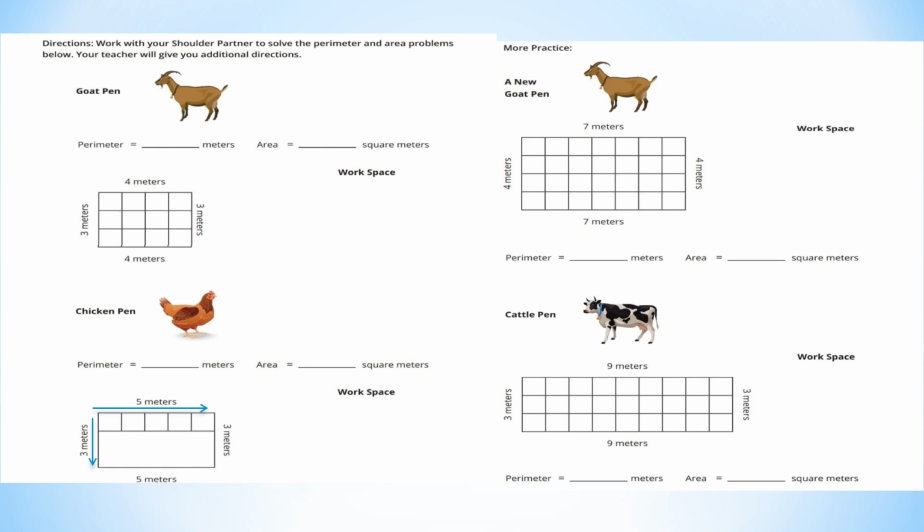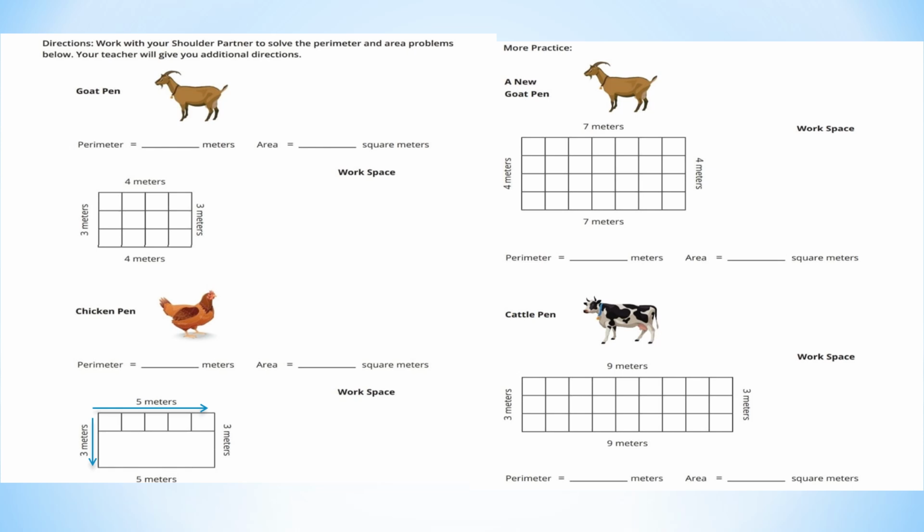This goat has this pen. Pen means the place we put the goat inside, the house of this goat. Okay, so this goat, its pen is like this shape. We have here 4 meters and the other side 4 meters, 3 meters and 3 meters. It's in the shape of a rectangle.